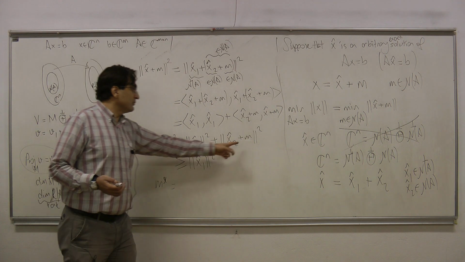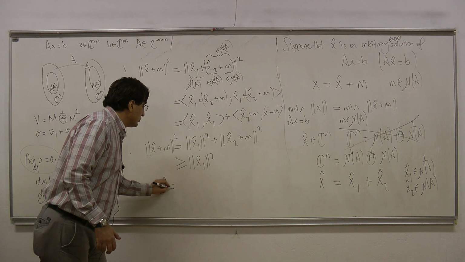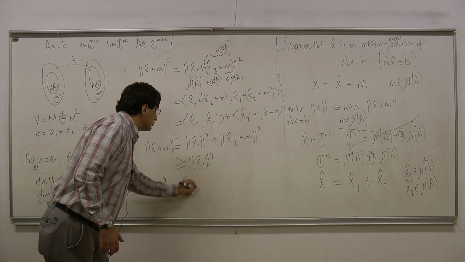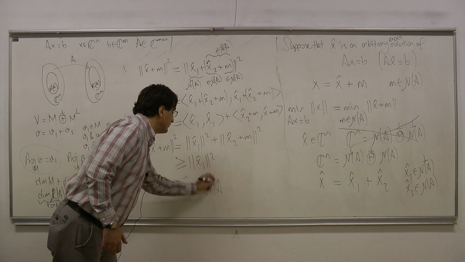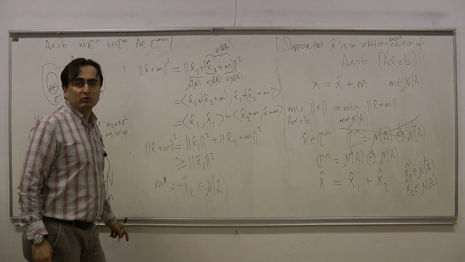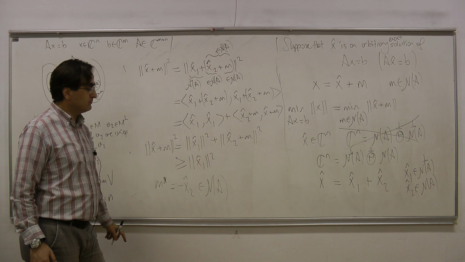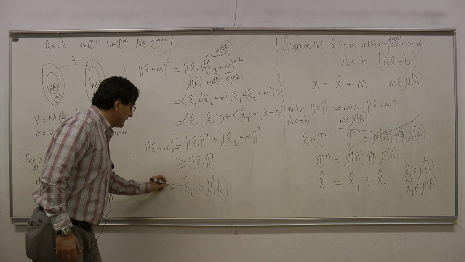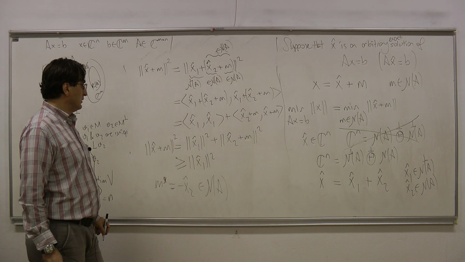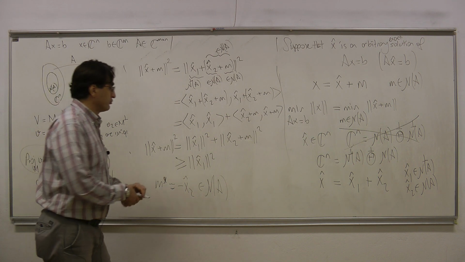That means that I can choose m star equal to minus x2 hat, which is inside the null space of A, to achieve this lower bound, which is going to be the minimum value of the function. So that is our optimal m star. What about the minimum norm solution?